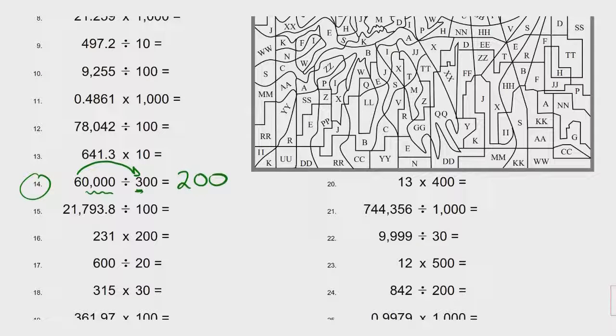We will skip 15. Let's take a look at problem 16. Again, we have a 2 here, not a 1. So we need to take this 2, since it's multiplication, and multiply it by this number right here. Do not worry about these zeros until afterwards. Let's go to our piece of paper.